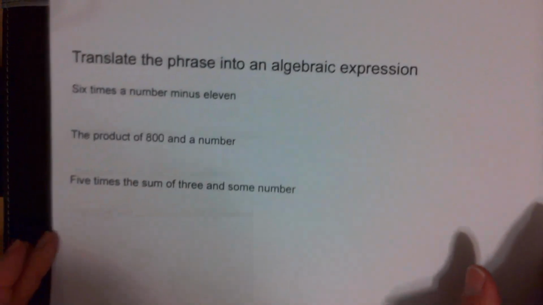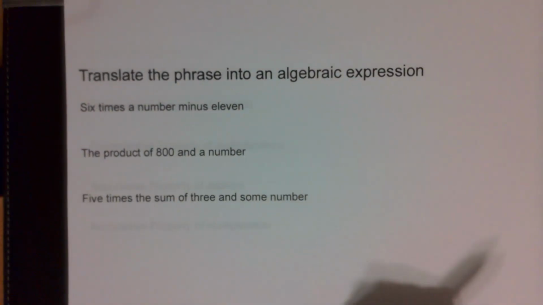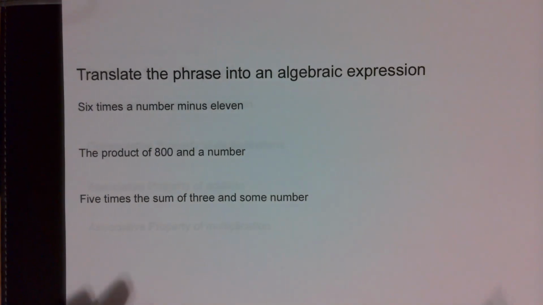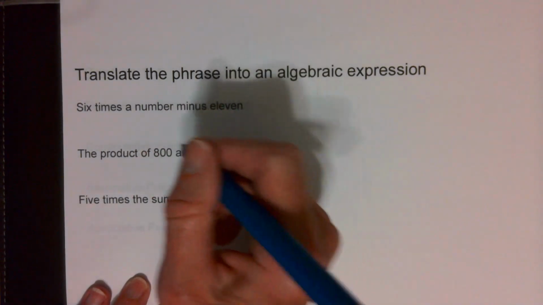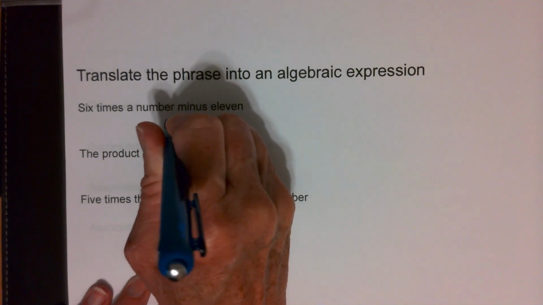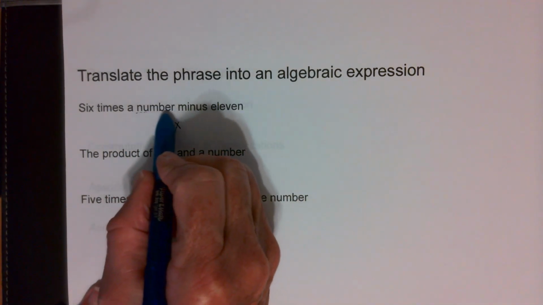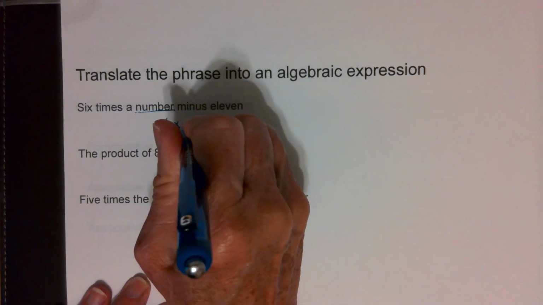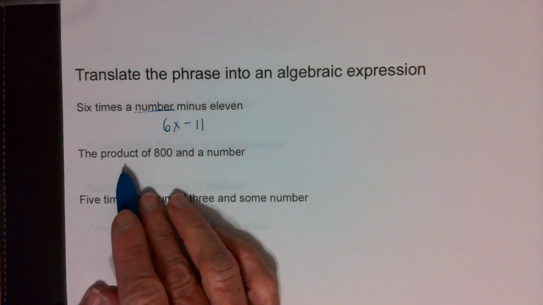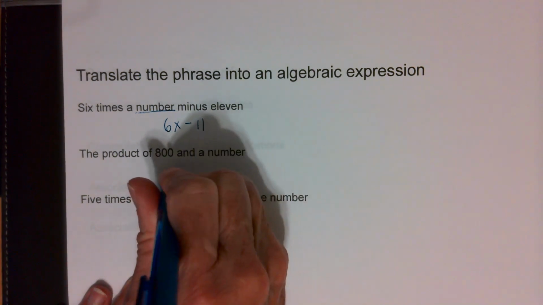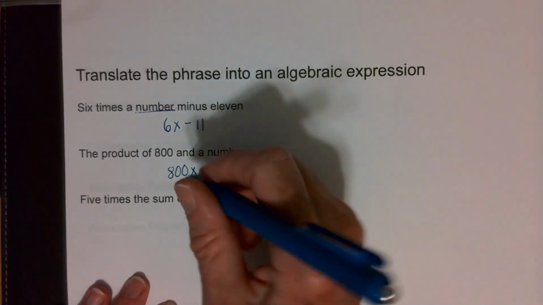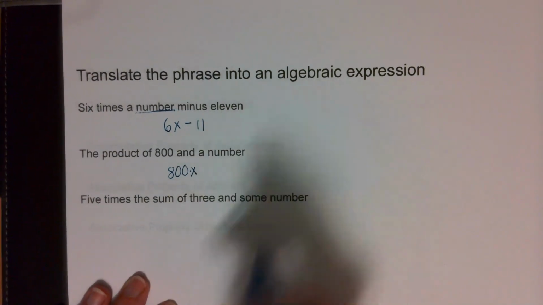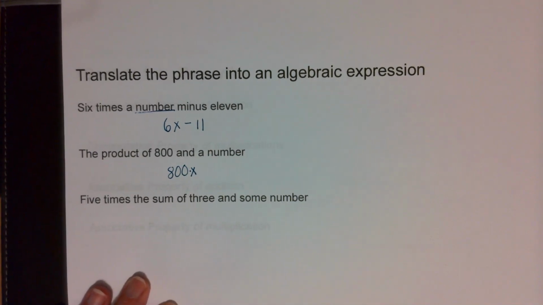You have to be able to translate the phrase into an algebraic expression. So if I say 6 times a number minus 11, I can choose any letter I want to put in here. So I can say 6x, and I let x be the same thing as what the number is, minus 11. The product is multiplication, so 8 times a number, we'll just call it 8x. If you don't see a multiplication, there's an understood little dot right there, but you don't have to put it.